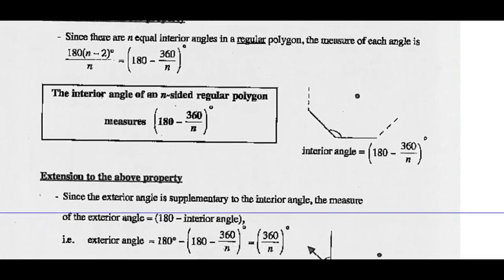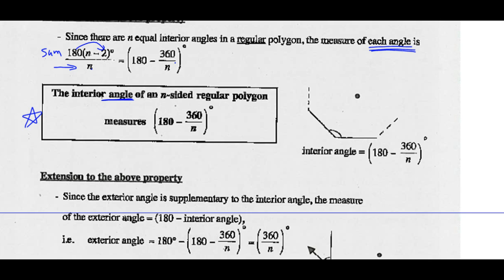Since there are n equal interior angles on a regular polygon, the measure of each angle should be 180 times n minus 2 divided by the number of sides. So this is the sum, and we divide that by the number of sides. We should get the measure of each interior angle, right? So that's that formula we had earlier, 180 times n divided by n just gives us 180, and 180 times negative 2 is negative 360 divided by n. That's where we get the second part of this statement. So the interior angle of any n-sided regular polygon can be found using this formula. So this is for one angle.